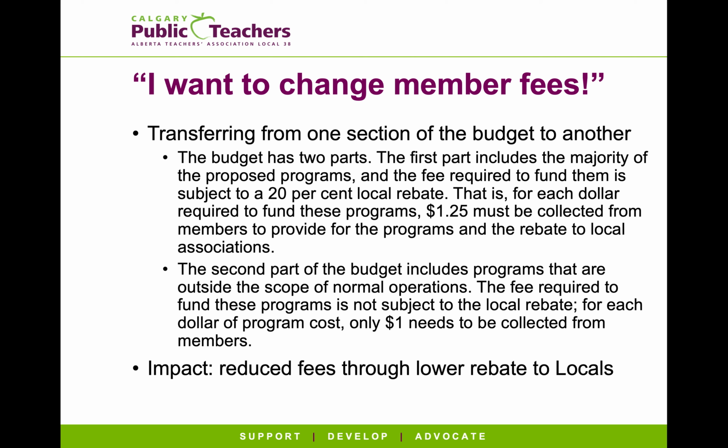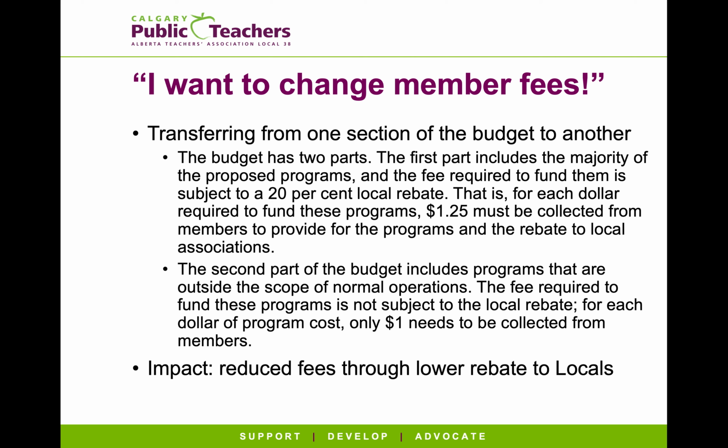Another way of changing member fees is to transfer items from one section of the budget to the other. Now, you might ask how that changes member fees if you're just moving things around on paper, but it's at this point that it's important to understand that the budget has two parts. The first part of the budget, where the majority of proposed programs go, is called the rebatable section of the budget. This means that any amount that is spent here is subject to a 20% rebate to locals. So for every dollar that's required to fund those programs at the provincial scale, you have to collect $1.25 from members in order to create that 20% local rebate.